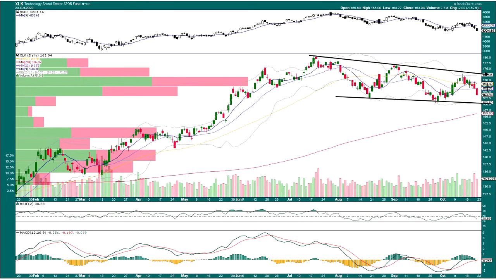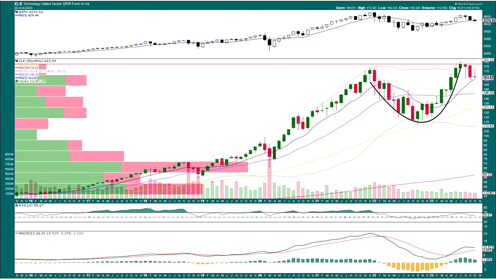But you can see it's breaking down now. This is the daily. We are below all our moving averages, losing our MACD there as well. And we got XLK's monthly chart. You got this big cup, watching this handle. Will we bounce off this 9? We can definitely get a bounce off this 9.